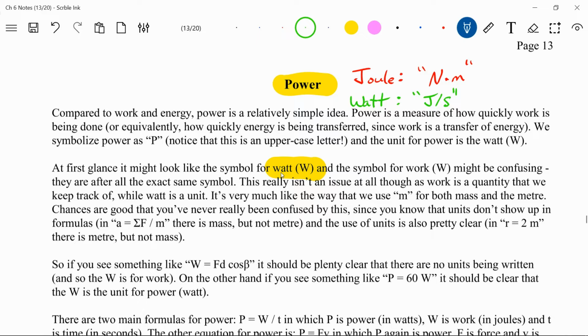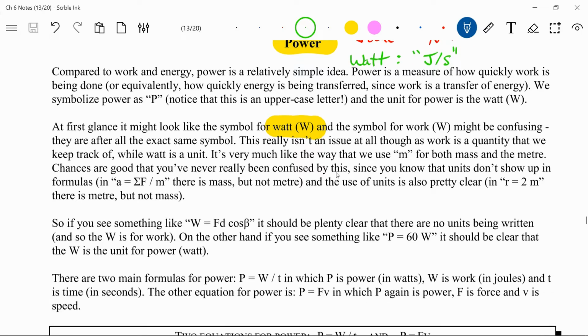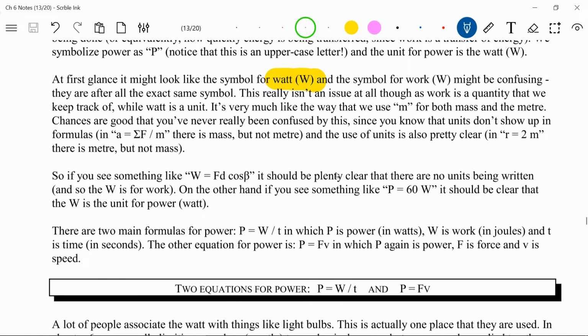So if you hear something like a 60 watt light bulb, all that really means is that that light bulb is transferring energy at a rate of 60 watts, which means 60 joules per second. And that's literally what a light bulb does from an energy point of view. It takes energy from one form, electrical, and it puts out energy of a different form. In the case of a light bulb, that's going to be partly light and also partly thermal energy. But 60 watts means 60 joules per second. So if you compare that to something like a 20 watt light bulb, that would be using energy much less quickly.